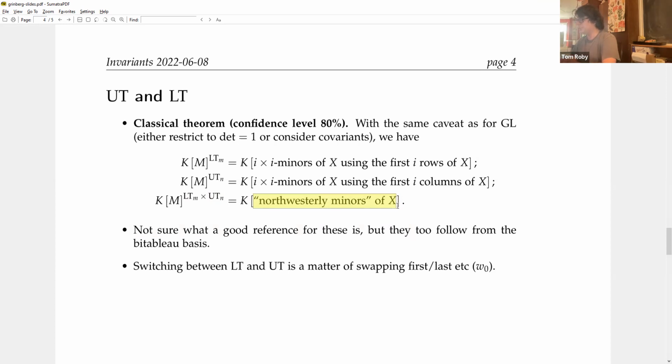I don't know if there is a deeper connection here. So my impression is that they follow from the bi-tableau basis as well. But as I said, there are some technicalities to be understood. And while everybody knows this, I don't know who has ever written this down.